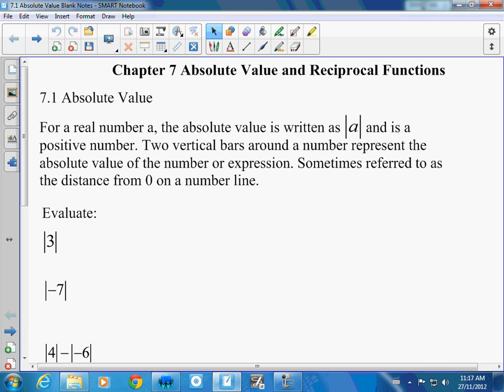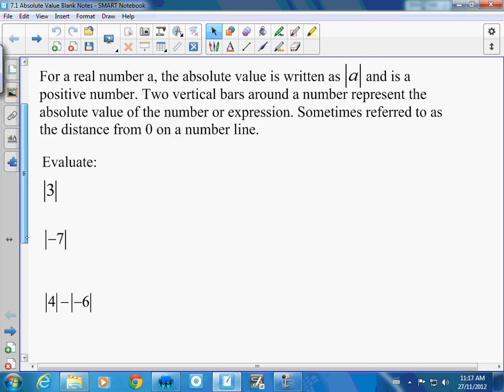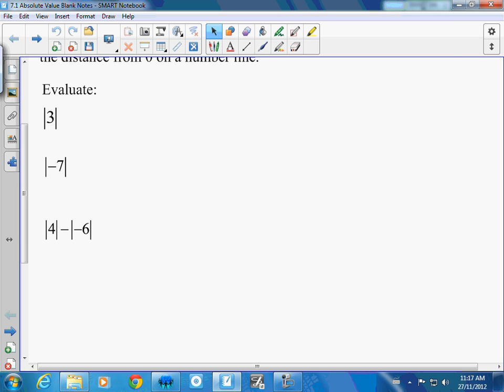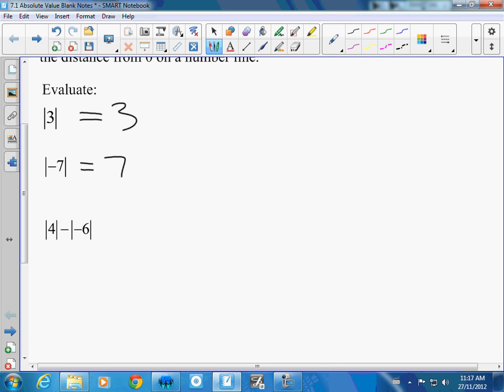Okay, so what is the absolute value of 3? How far is it from 0? 3. Oh, that was easy. Okay, it's going to get tricky now. What's the absolute value of negative 7? Because that's the distance from 0.